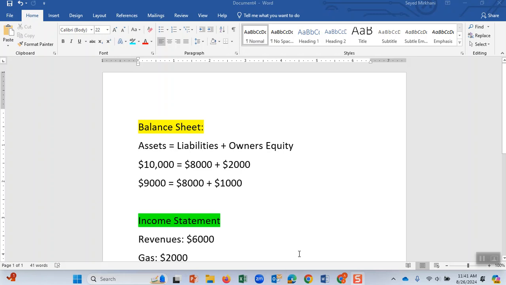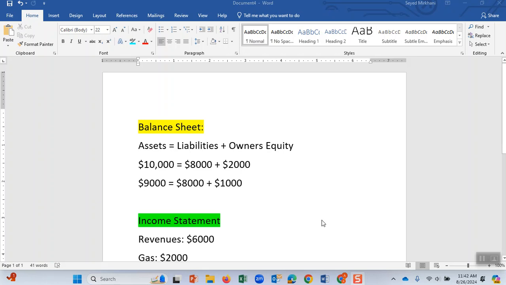Hello, all. This week's discussion is about financial statements. Some of you I know have taken accounting and know about financial statements, and some of you have not taken accounting, which is fine because we will talk about the basics of financial statements.